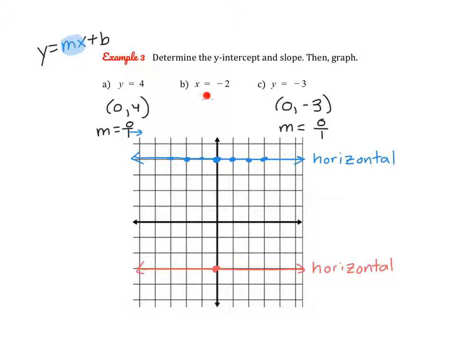Now here you actually see that we have no y term. So actually what's happening here is we don't even have slope-intercept form. This is a special type of line. Let's start by finding where on our graph x is equal to negative 2. Let's start plotting some points.